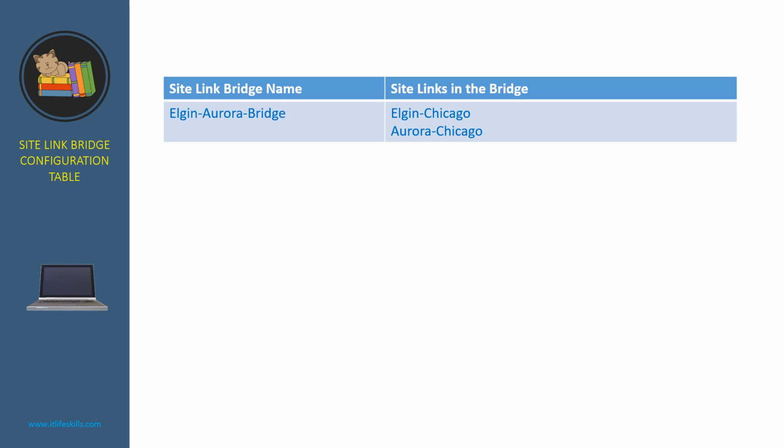Since we disabled the default feature bridge all site links, to make the replication between Elgin and Aurora sites, we need to create the Elgin-Aurora bridge and include the two site links Elgin-Chicago and Aurora-Chicago into the bridge.